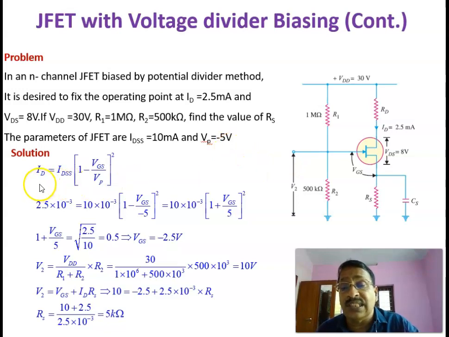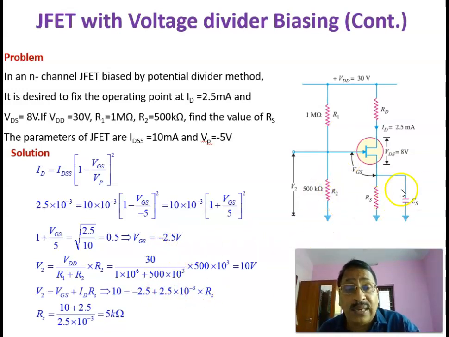Coming to the solution, as per Shockley's equation, ID equals IDSS into 1 minus VGS divided by VP, whole square. The operating current is given as ID equal to 2.5 milliamperes, and IDSS is equal to 10 milliamperes, into 1 minus VGS divided by VP, where VP is given as minus 5. The only unknown is VGS. You can calculate from this equation what VGS is. That will be equal to minus 2.5 volt, the gate to source voltage.